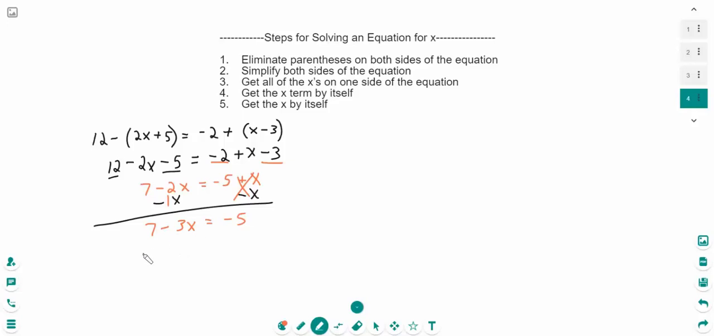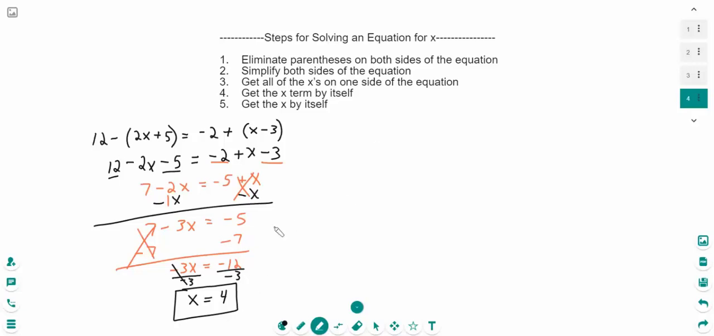Now I can subtract this 7 from both sides. That will eliminate it. And we're left with a negative 3x equals negative 12. Now I can divide. If I divide the negative 3x by negative 3, same thing over here, I end up with an x. Now, a negative 12 divided by a negative 3, negative divided by a negative is a positive. So I know my answer is going to be positive. I also know that 12 divided by 3 is 4. So it's going to be a positive 4. So x is equal to 4, right?